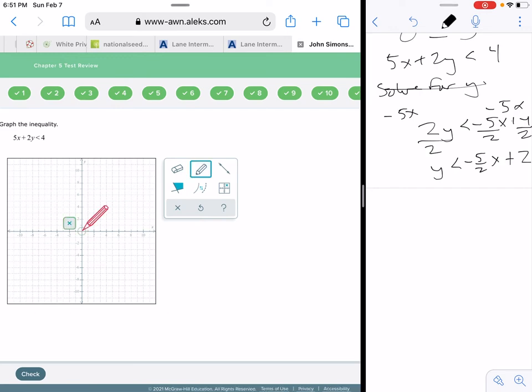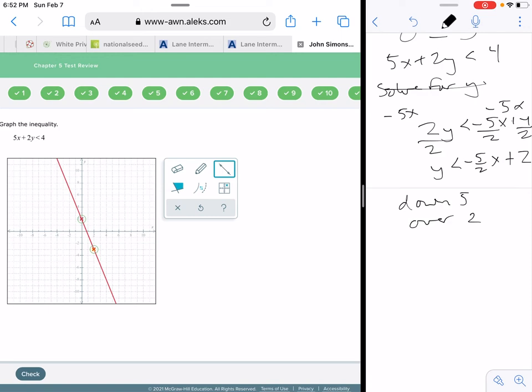We know what my y-intercept is, 2, because it's always the number by itself. And then my slope is -5/2, which means I'm going to go down 5 and over 2. So 1, 2, 3, 4, 5, and then over 2. Put your point, grab your line tool, find your points, and now let's figure out where to shade this thing.